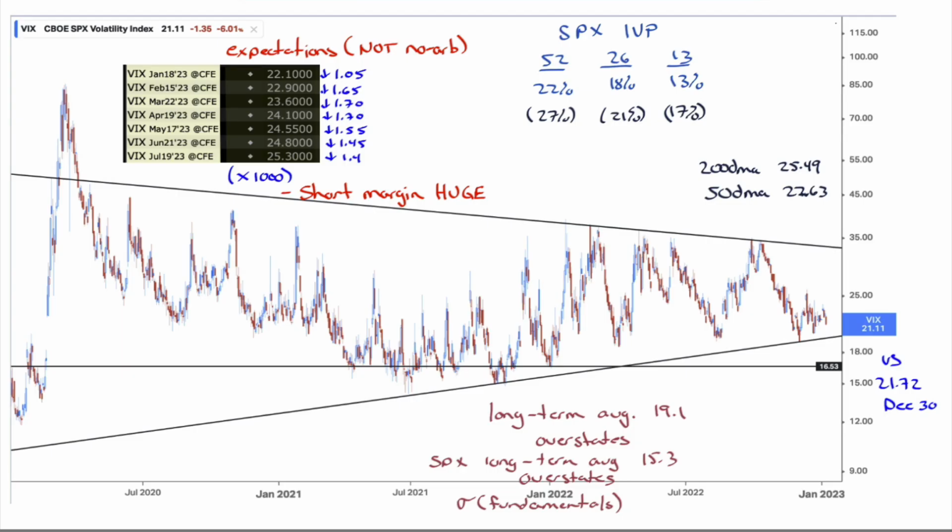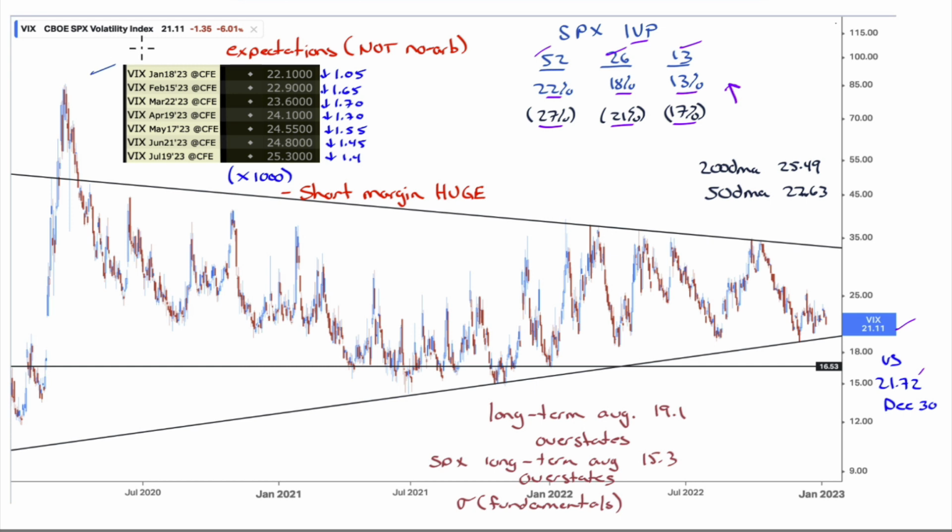Okay, let's move on to the VIX. And we can see here for SPX the implied volatility, because our VIX has dropped to 21.11 from 21.72. We do see that in the implied volatilities. All of them week over week have dropped. They went 17 down to 13, 21 down to 18, 27 down to 22 for the 52, the 26, and the 13-week implied volatility percentiles.